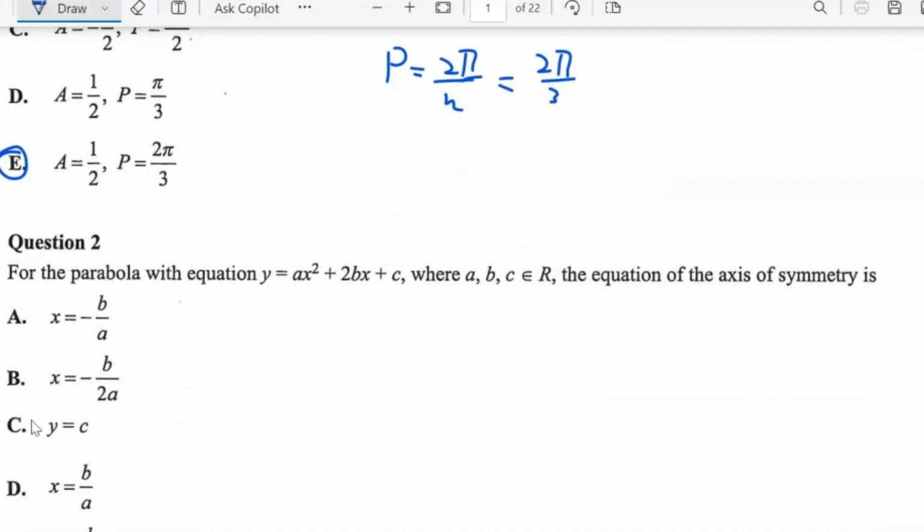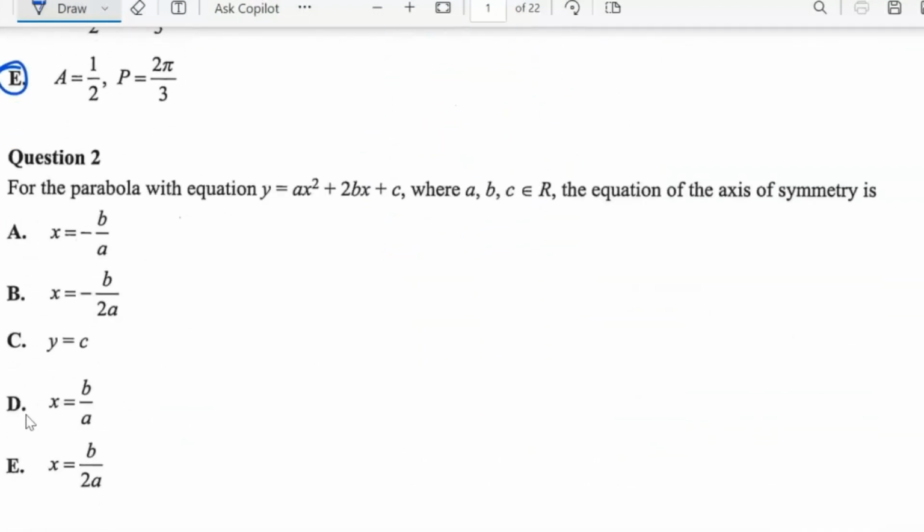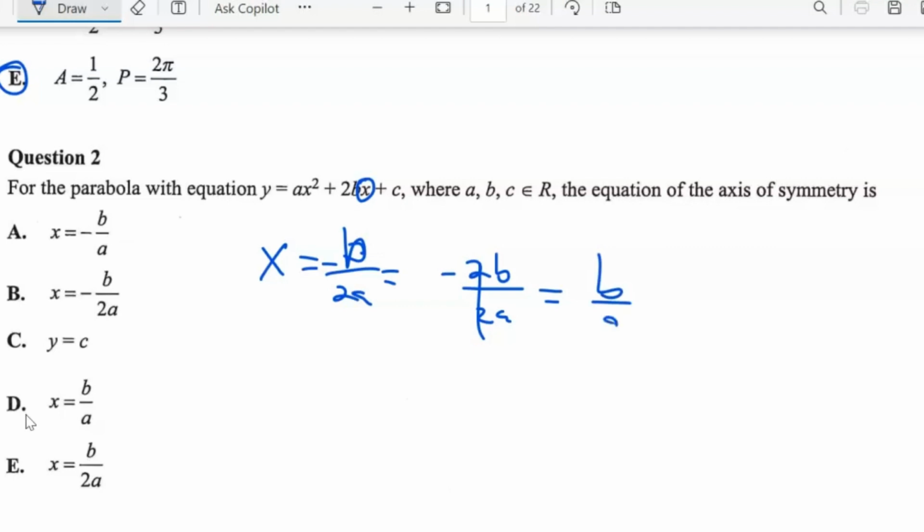All right, the second question. For the parabola with equation y equals ax squared plus 2bx plus c, where a, b, c are all elements of the real numbers, the equation of the axis of symmetry is, so this is year 10 content. This is what you have seen in year 10: negative b over 2a. The b is the coefficient of the x, the linear one, so negative 2b over 2a. The coefficients cancel, so that leaves us with negative b over a, which has to be the correct option.